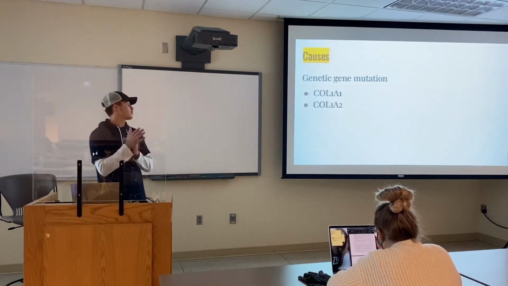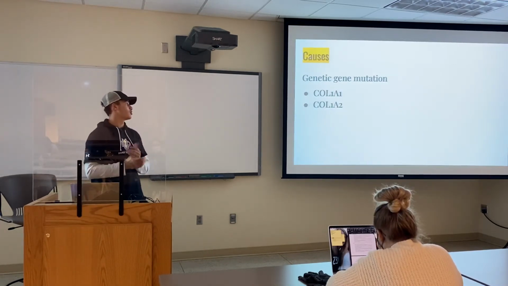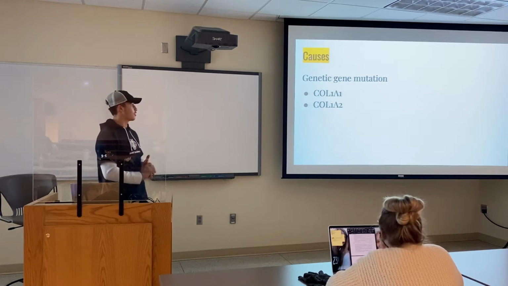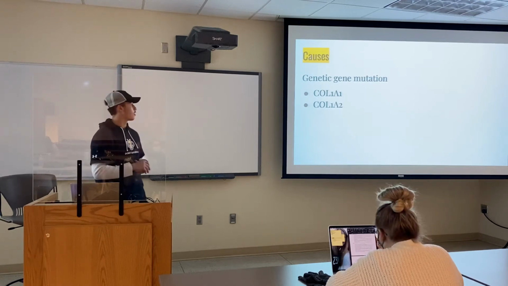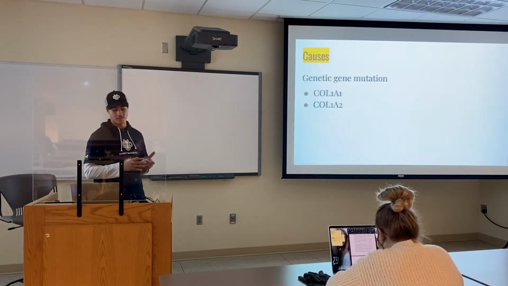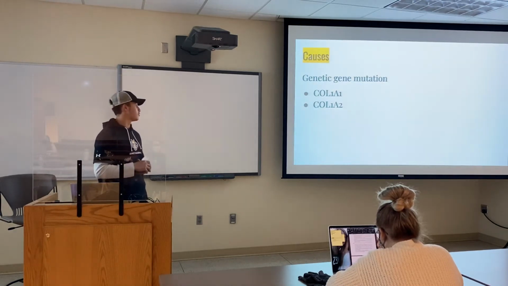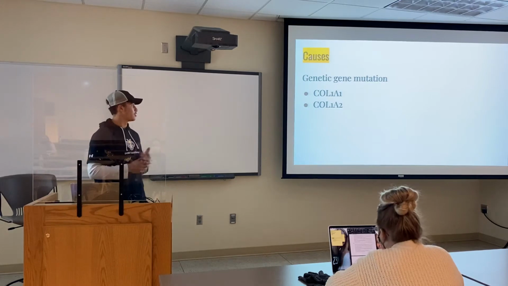So osteogenesis imperfecta is caused by a genetic gene mutation from these two genes here. These genes are responsible for about 90% of the cases, and these genes are important because they play a role in protein formation for connective tissues, which bones are a connective tissue, and that's how they get affected by the mutation with these genes.